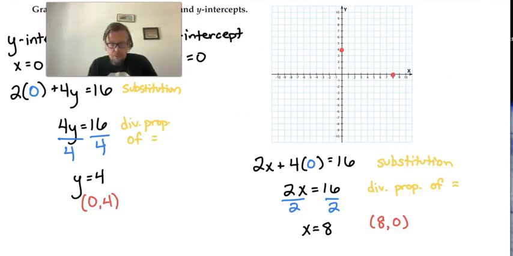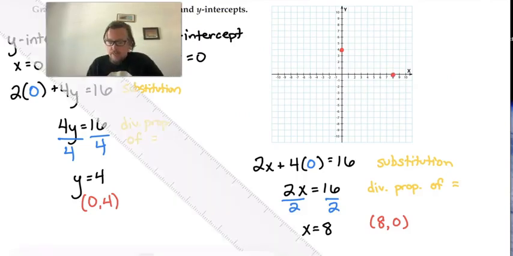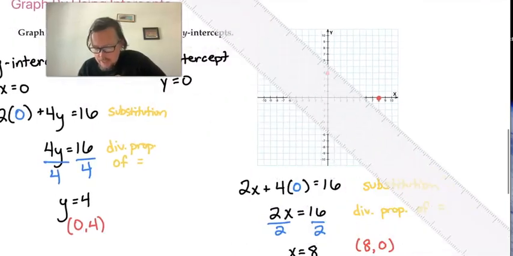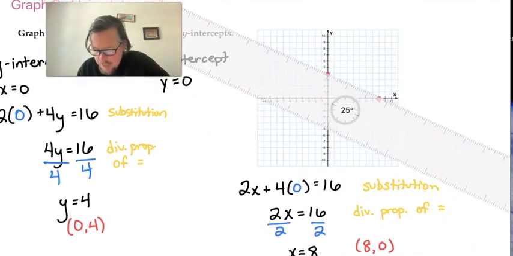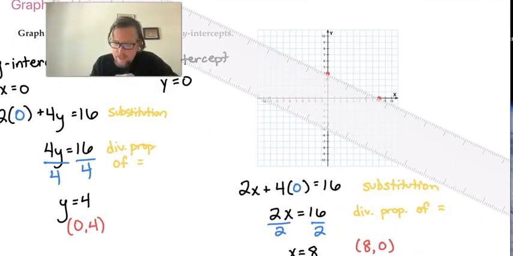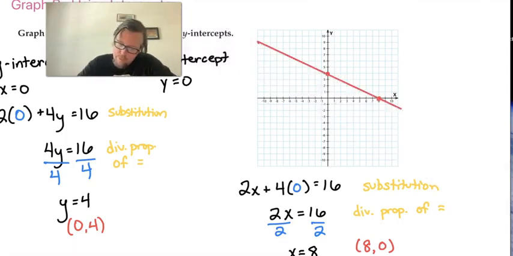And now that we have 2 points, since we know it's linear, we can get away with just connecting these 2 points. If this was not linear, we could not get away with 2 points. Something that's non-linear, you got to have more than 2 points. But since this is linear, we can get away with 2 points. I went all the way to the edge of the graph, so we don't really need the arrows if you go all the way to the edge. But it's not bad to put them on there anyway.